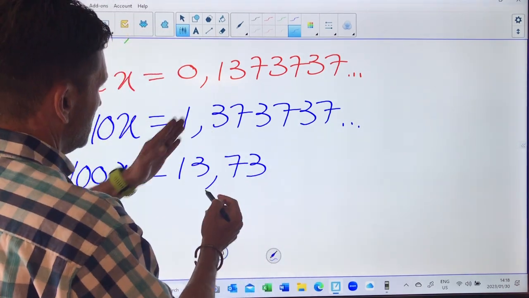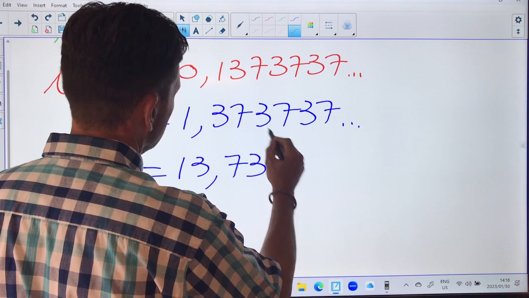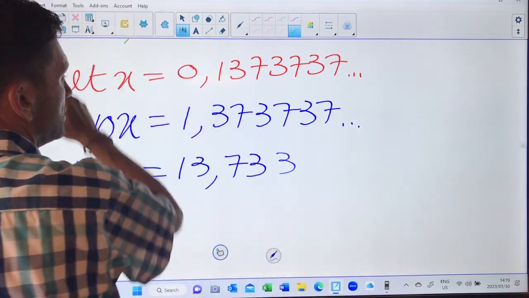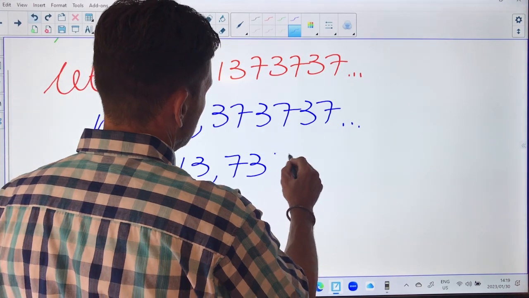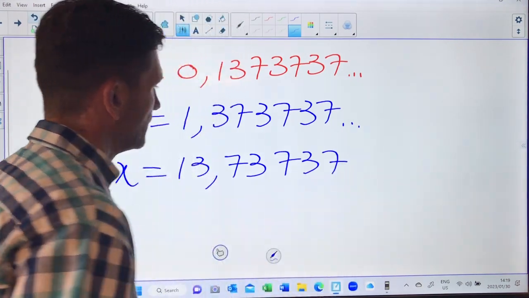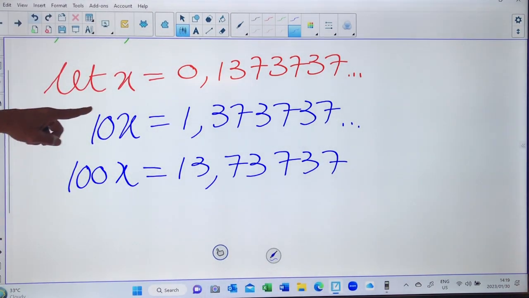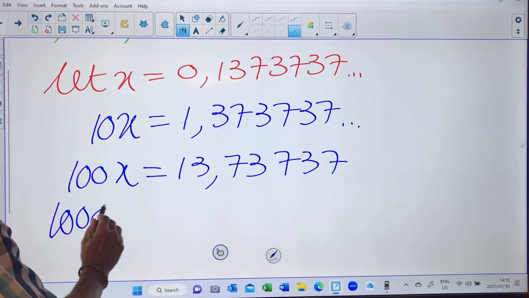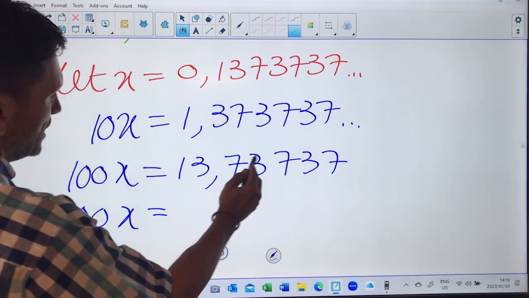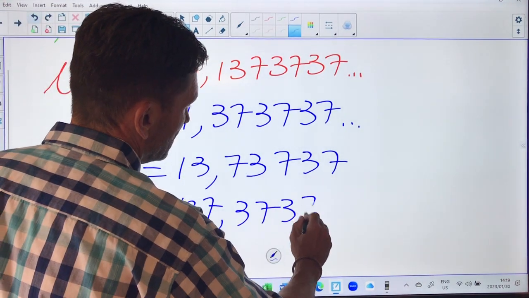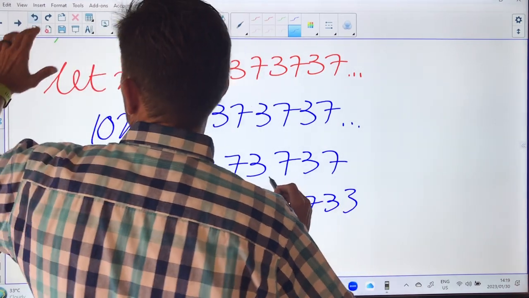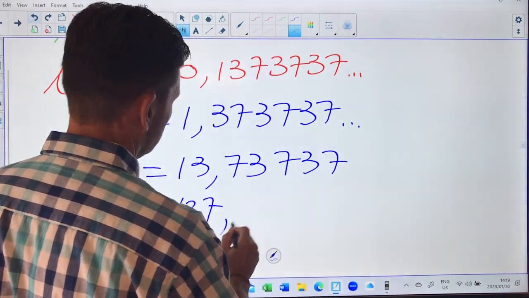Sorry, my mistake. I'm moving it one place, so I have 73. So now it looks like that. Again, I don't have the same decimal here. So I have to go with another one. So this is how I got to 1000x. So I'm multiplying this one by that, and that gives me 1373.7373 and a 37 at the end here.